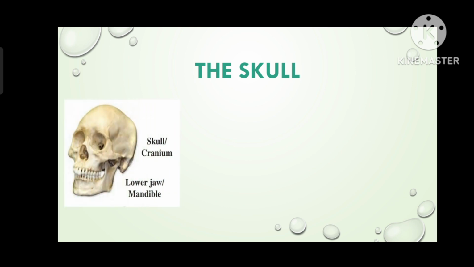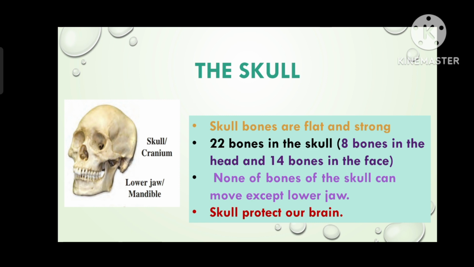The skull. Skull bones are flat and strong. There are 22 bones in the skull. Of them, 8 bones are in the head and 14 bones in the face. None of the bones of the skull can move except the lower jaw. The skull protects our brain, the internal organ.